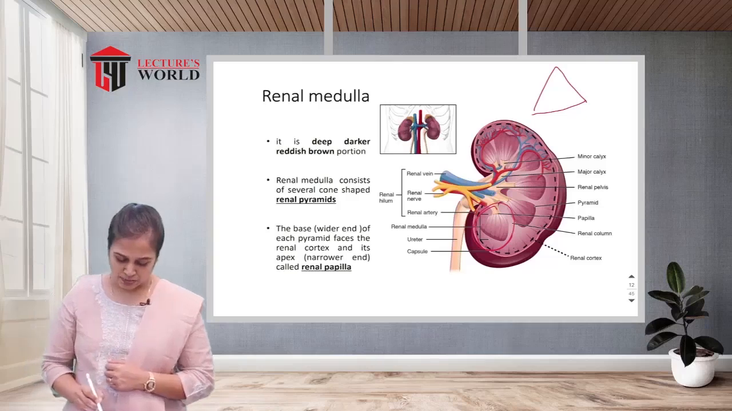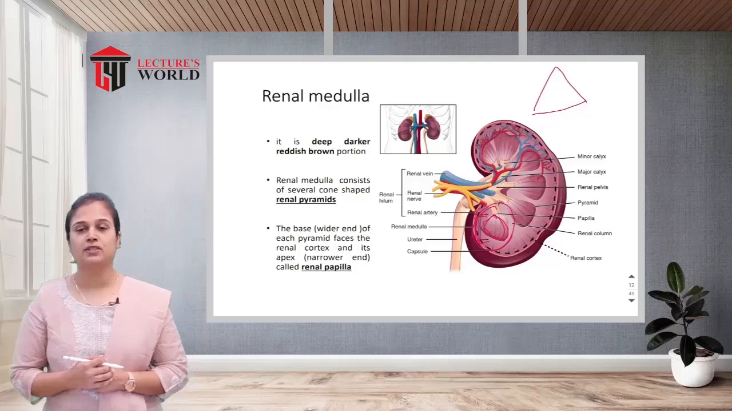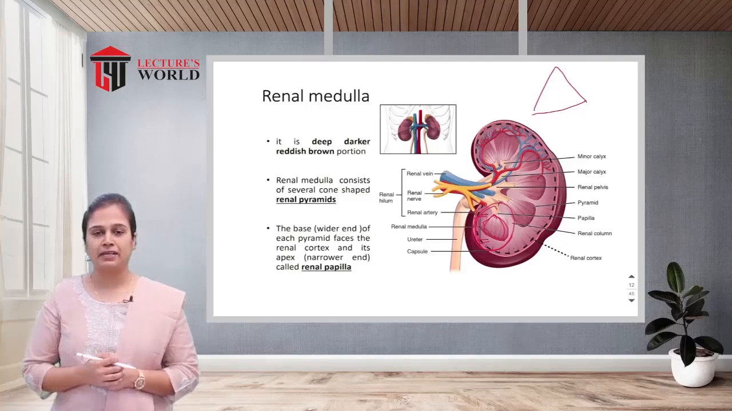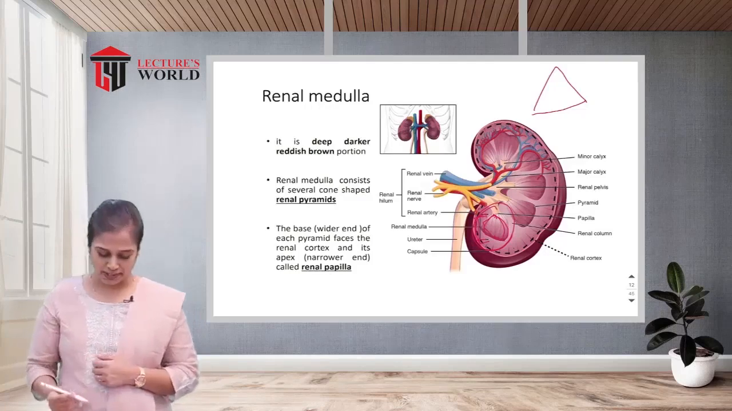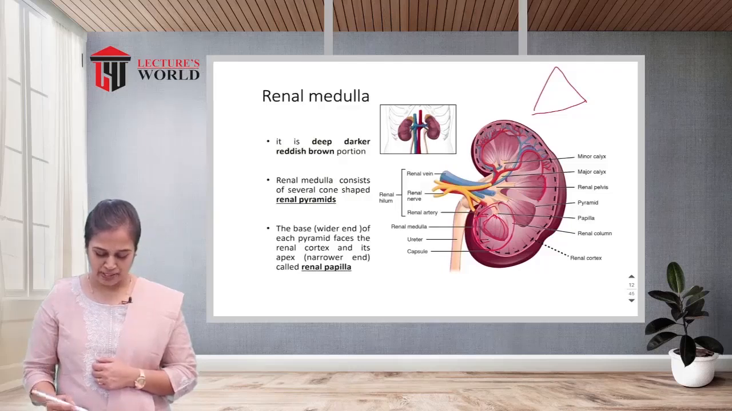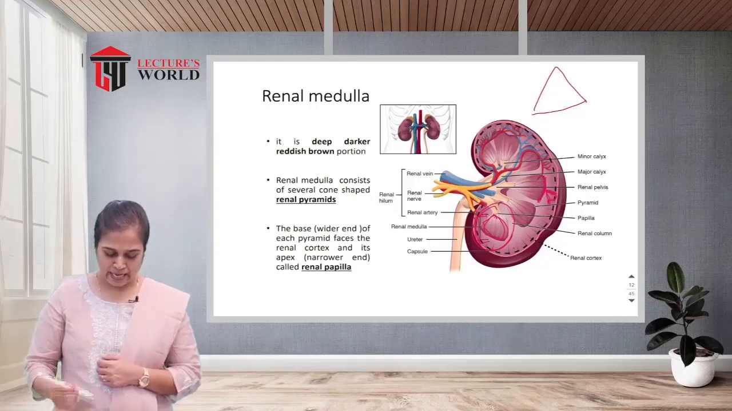And it is called a renal pyramid. You can see in the image, this is the renal medulla, and it has renal pyramids. They are cone shaped, and the base of each pyramid faces the renal cortex. This is the base of the renal pyramid, and it faces the cortex. This portion is the cortex. The wider end facing the cortex is called the base.